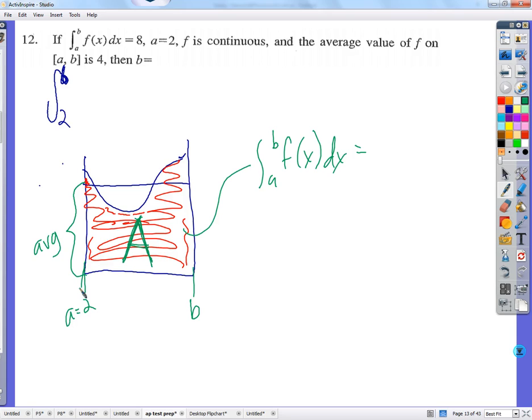B minus A, B minus 2. So we can find the area this way: B minus A, that's the base of the rectangle, times the average value. So there are things that we've been told, and we know what they are, and now we can solve. For the B minus A, it'd be B minus 2, and then for the average, we have 4.